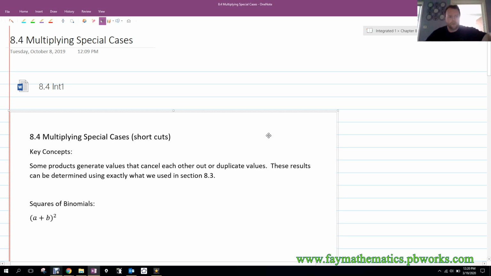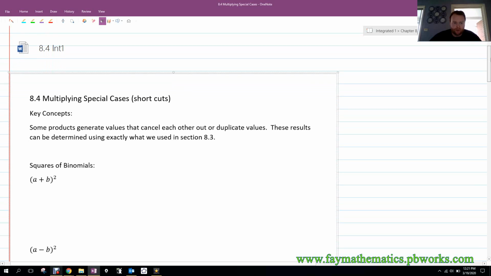Alright folks, we're going to do multiplying special cases. These are shortcuts. These are not necessities. They do allow us later on to do things obviously much quicker. But these are a result of essentially what we learned in section 8.3, so if you want to, on all of these, just use what we learned in 8.3, that is perfectly fine.